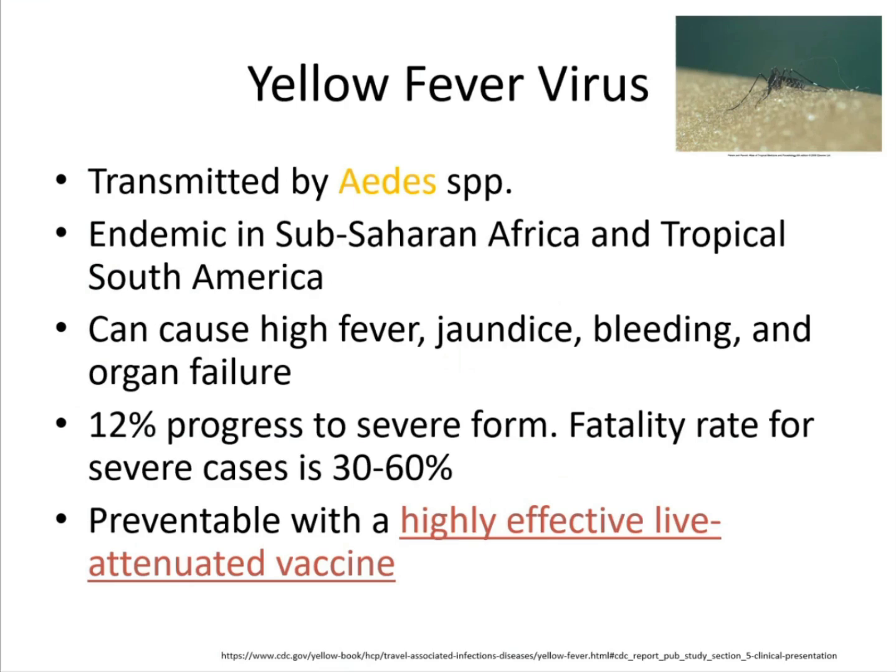Then yellow fever, transmitted also by Aedes species. Endemic in sub-Saharan Africa and tropical South America. It's specific to those areas, so that's always a question you can hear. It's not in Asia. They always try to trick you by saying that. It can cause high fevers, jaundice, bleeding, organ failure. Most cases are not severe, but 12% can progress to a severe form, and if that's the case, the fatality rate is 30 to 60%.